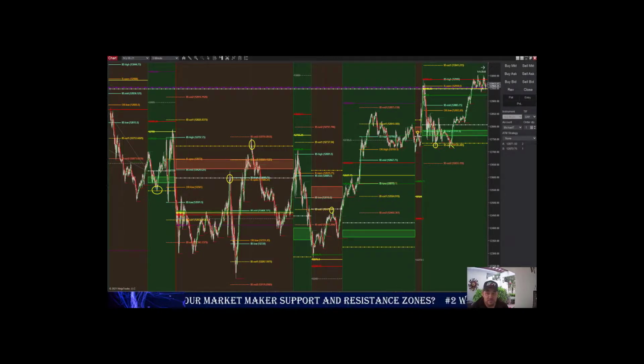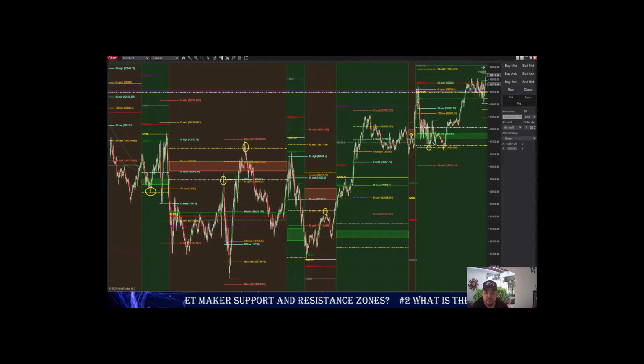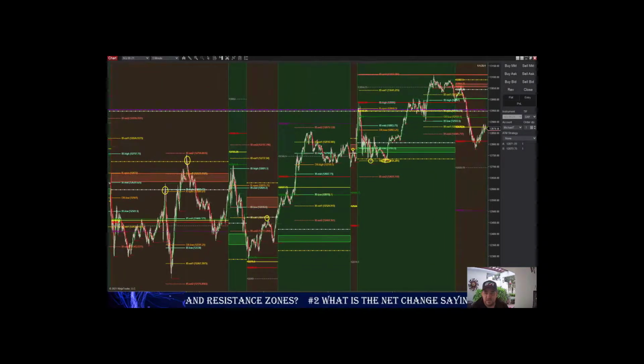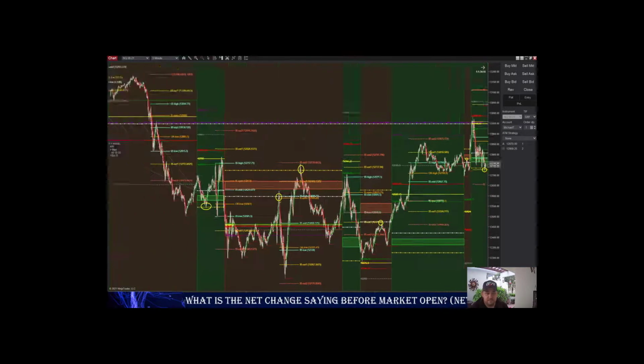I might have missed this one. Let's keep on going. But you can see where it hit. Just being patient. This one, right here. And we're done.